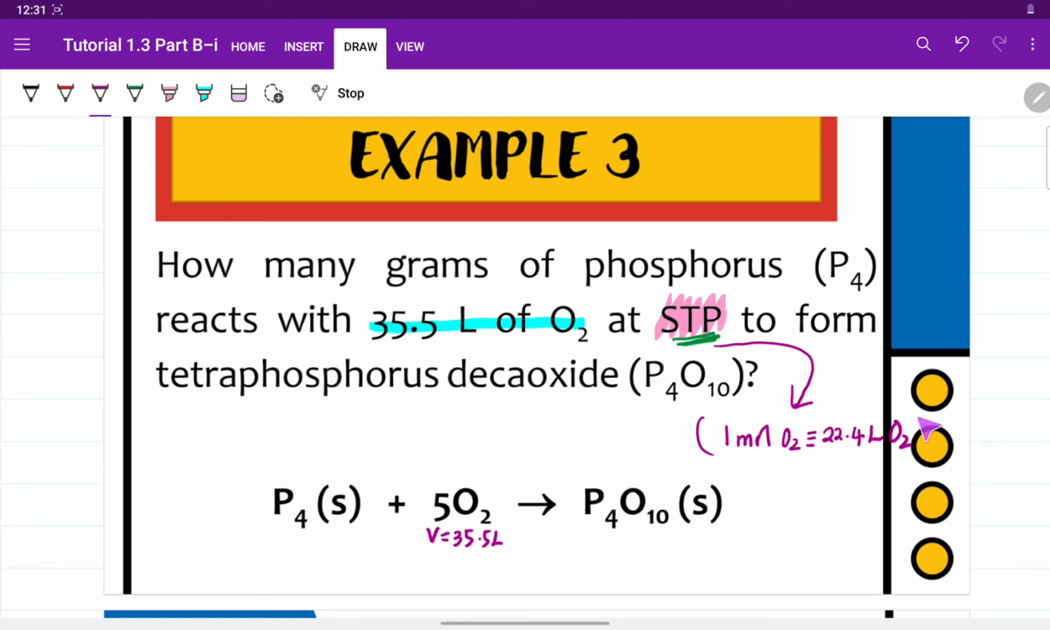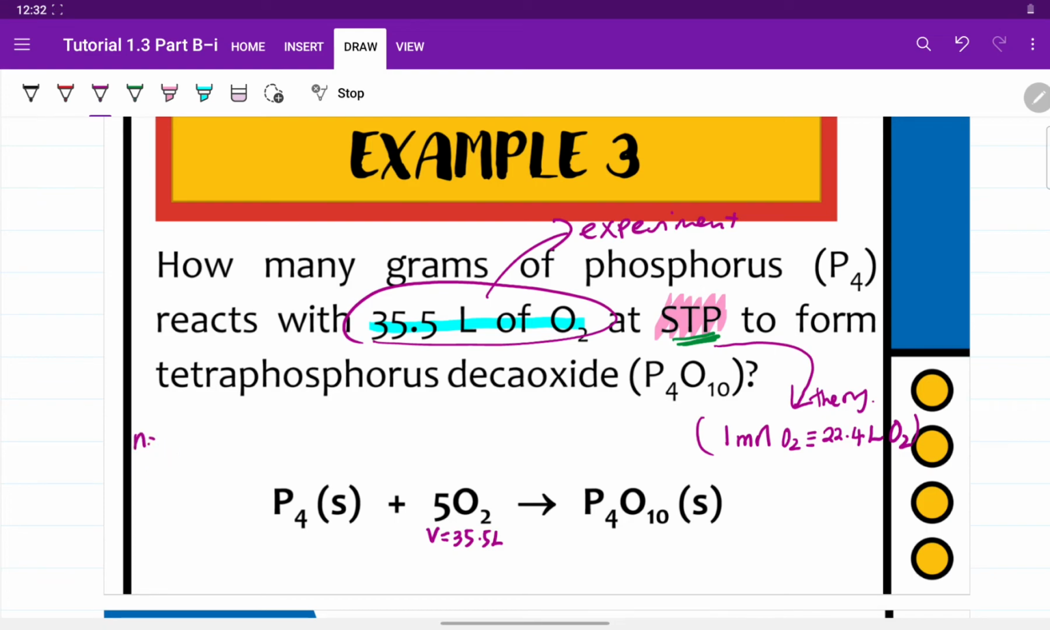So, yang ini adalah nilai teori. Okay, so yang ini adalah nilai eksperimen. Kenapa penting? Sebab, macam saya cakap tadi, untuk gunakan stoichiometric calculation, you need to have the number of mole. Tadi untuk example 2, kita cari number of mole.